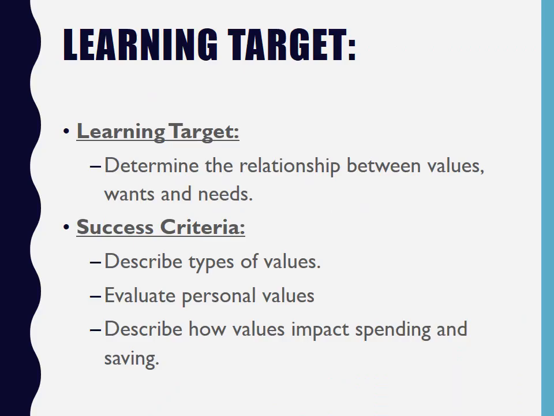The learning target for values: determine the relationship between values, wants, and needs. The success criteria to meet the learning target: describe types of values, evaluate personal values, and describe how values impact spending and saving. This will be done in a later assignment.